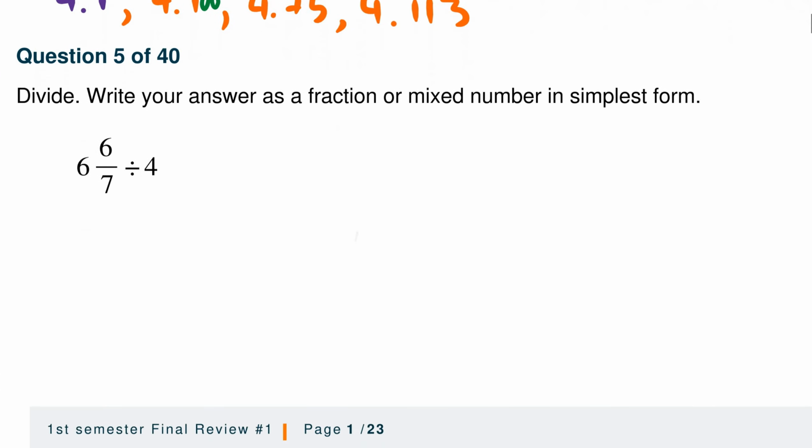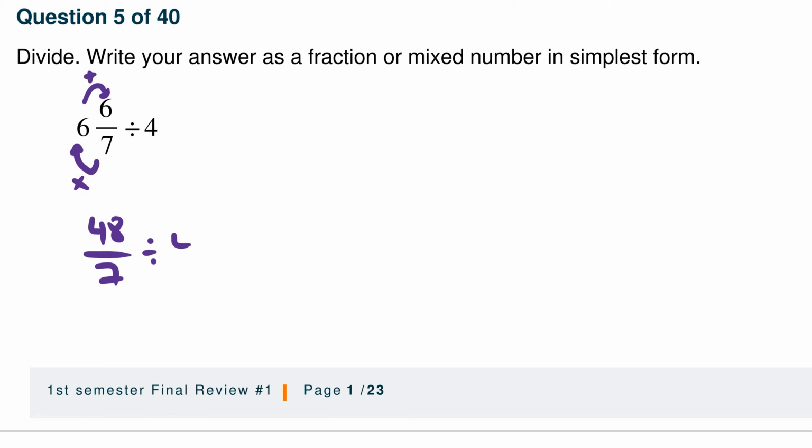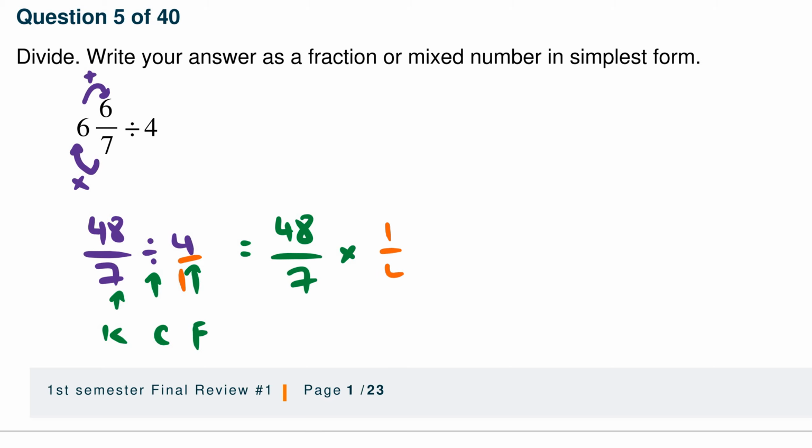Okay, number 5, divide. First of all, you need to write the mixed number as an improper fraction by multiplying across and adding on top. So 7 times 6 is 42, plus 6 is 48. 48 over 7 divided by 4. And we're going to do keep, change, flip. That will be 48 over 7, divide turns into multiply, 4 over 1 will turn into 1 over 4 because you flip it.